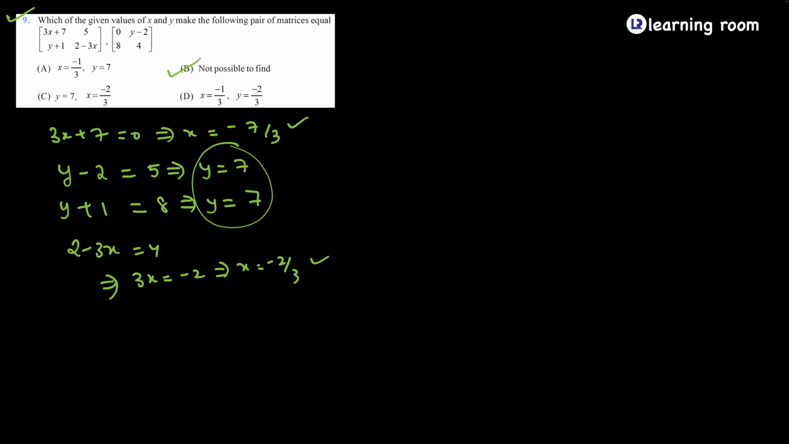And if you take this minus 2 by 3 and substitute it here, you will get 0. Whereas if you substitute minus 2 by 3 here, you will get 4. Whereas if you substitute minus 2 by 3 here, you will not get a 0. So it cannot be "or". It is still not possible to find because they both are not equal.